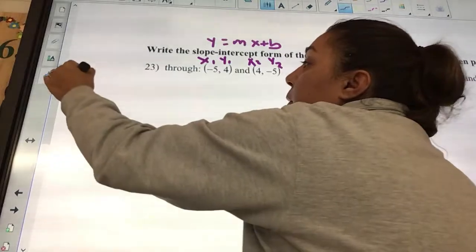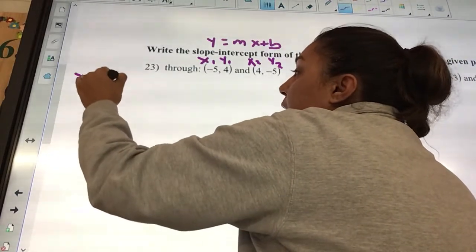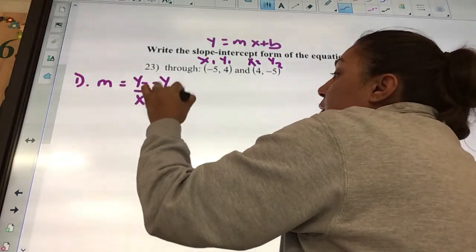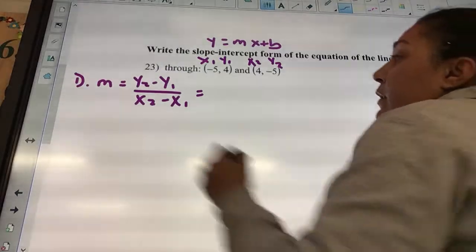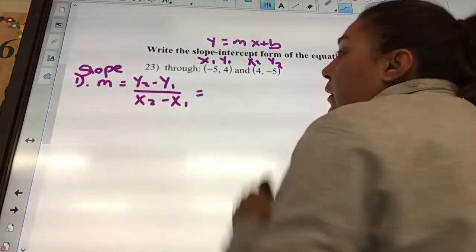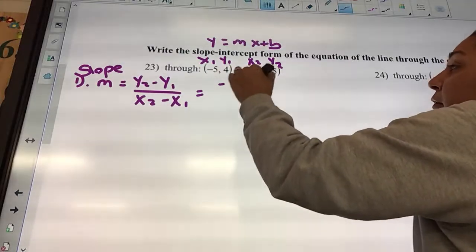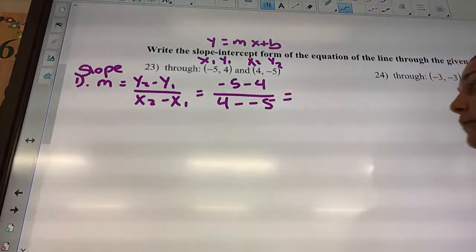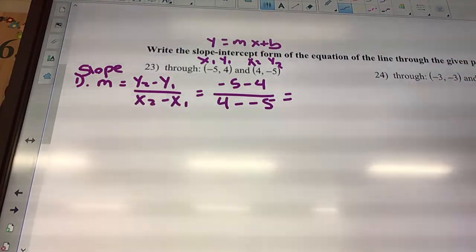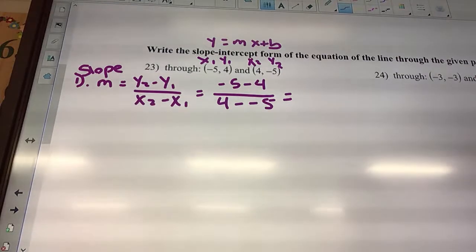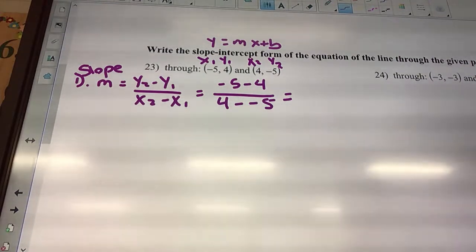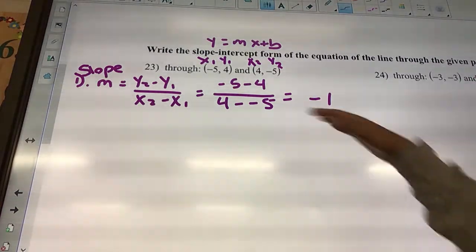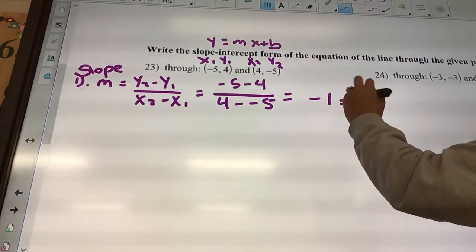Okay, and on these ones, you're going to do them in this order. Okay, so your first step would be the m, okay, which is y2 minus y1 over x2 minus x1. Okay. And this is our slope. Okay, well, it's going to be negative 5 minus 4 over 4 minus negative 5. I think that's going to be a 1 or a negative 1. Negative 1. Okay, so our negative 1, this is our slope. This is our m.